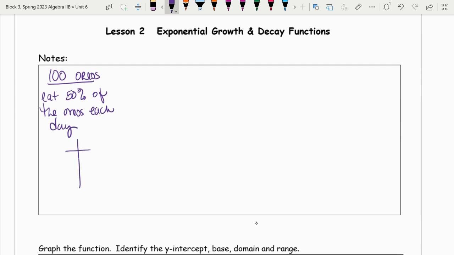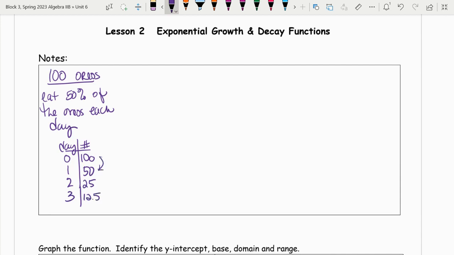Which means in a chart-like manner here, we'd have day and number of Oreos. So at day 0, we have 100. Day 1, you're at 50. Day 2, we are at 25. Half are gone each day. Day 3, you'd have 12.5.